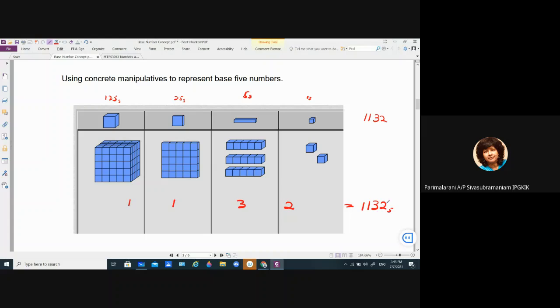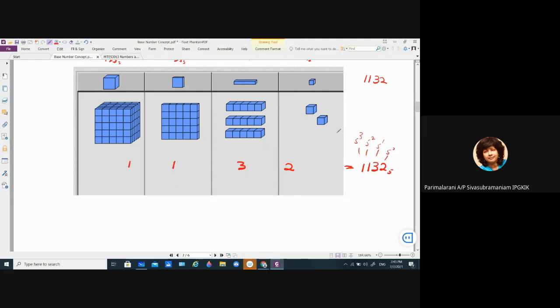If it's a base number, then you must write the base at the bottom here. So if they ask you how to represent this number concretely, this is how you will show it. You need to know that this is 5 to the power of 0, place value 5 to the power of 1, 5 to the power of 2, 5 to the power of 3. It means there are 2 ones, 3 fives, 1 twenty-five and 1 one hundred twenty-five. Okay, so this is just to understand the concept of base numbers.